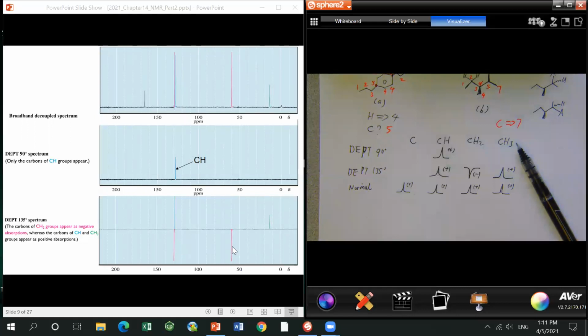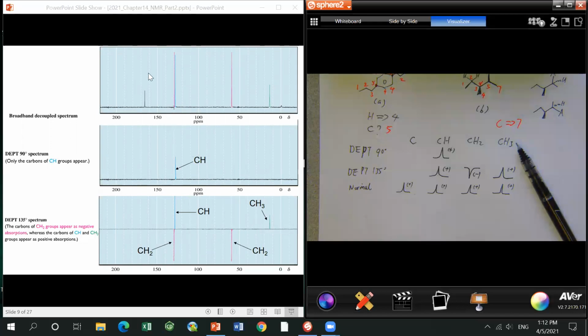So that's these two red ones, which should be CH2. The CH is still here, and the CH2. Then this green one is positive, but it doesn't show in the DEPT 90 yet, so that will be CH3.